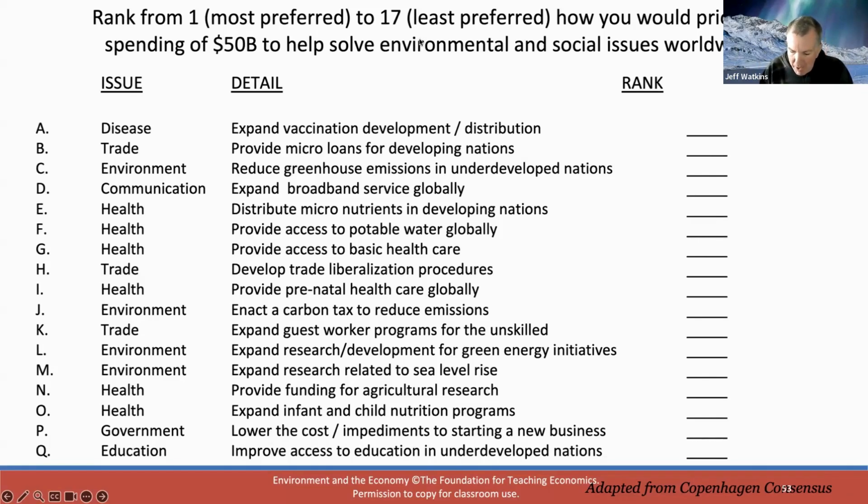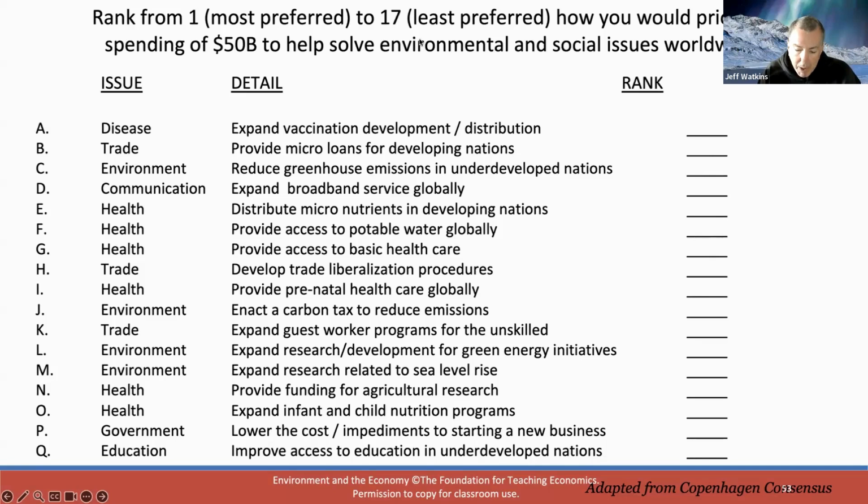We had number 1 was to provide access to basic healthcare, and our second one was to expand broadband service globally, and 3, provide some funding for agricultural research. And I think 4 was expand infant and child nutrition programs.